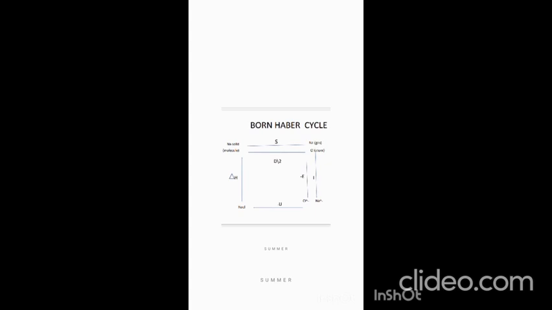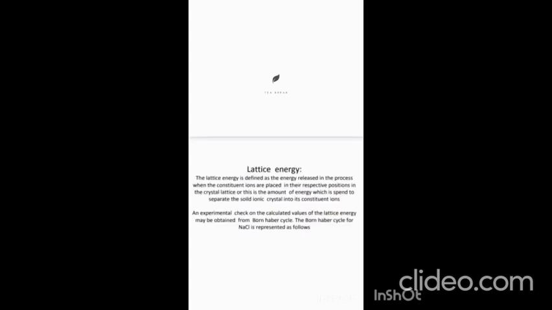Chlorine in molecule state changes to chlorine atom state. This process is dissociation, because chlorine molecule is converted into atoms, and is denoted by D by 2. First we will see lattice energy. Lattice energy is defined as the energy released in the process when the constituent ions are placed in their respective positions in the crystal lattice, or this is the amount of energy which is spent to separate the solid ionic crystal into its constituent ions.